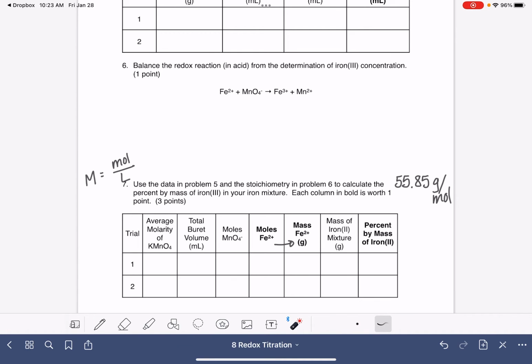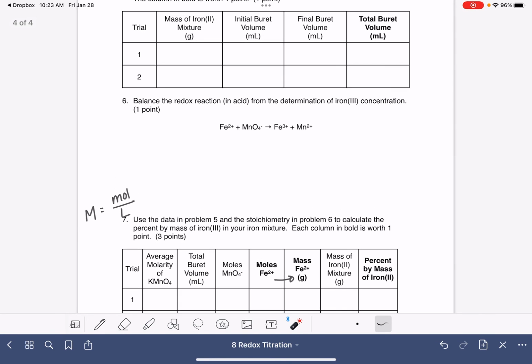It is totally okay for you to use the atomic mass of the iron atom in place of the atomic mass of the iron 2+ ion. Electrons are tiny. Their mass is really insignificant compared to the mass of the protons and the neutrons. So you can use the mass of a regular iron atom and assume that that is the same as the mass of the Fe2+ ion. In this column, you're going to be recording or copying the mass of your iron mixture.